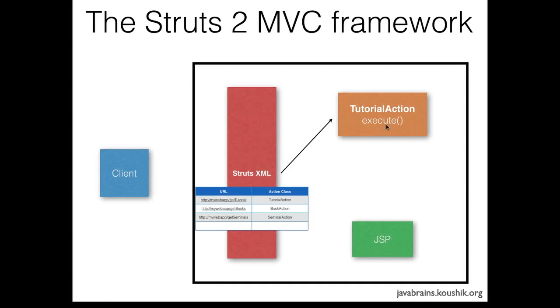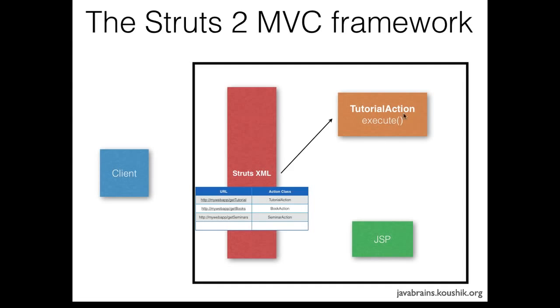An execute method could end up displaying different results depending on different conditions, and you might want to display different JSPs. You might want to render different JSPs depending on how things go inside this execute method. One example that I can give you is, let's say I have this get tutorial request that's being made. Now the tutorial action's execute method executes, and if it gets the list of tutorials and everything is fine, it has to redirect to the show tutorials.jsp. You could configure that over here.